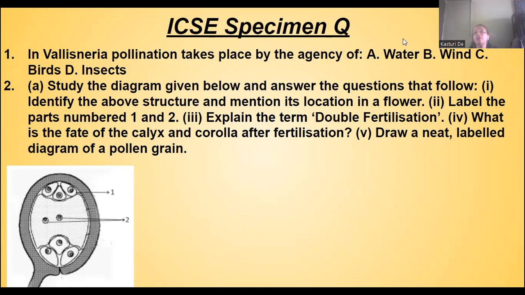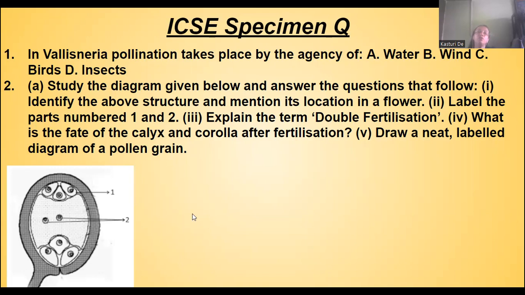Next question: study the diagram given below and answer the following questions. First, identify the above structure and mention its location in the flower. Second, label the parts numbered 1 and 2, and explain the term double fertilization. Then, what is the fate of the calyx and corolla after fertilization, and draw a diagram of the pollen grain.